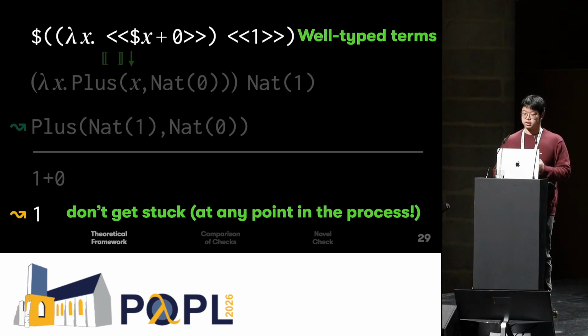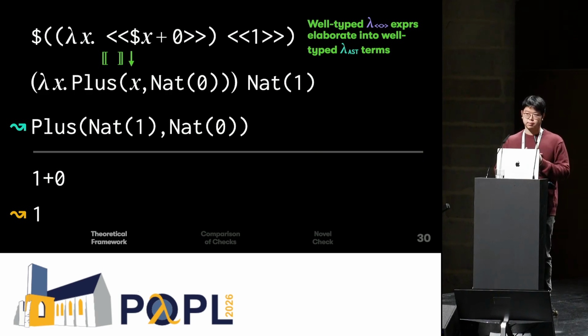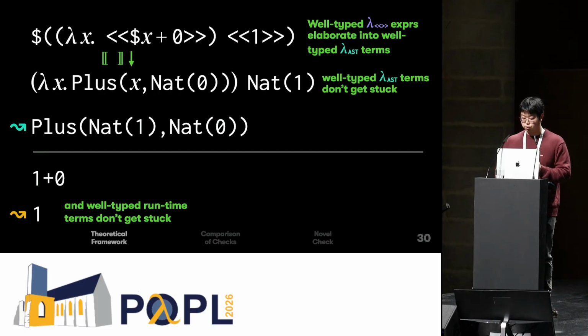So how do we prove this? Well, first of all, can we prove this? And second, if so, what can we rely on? Well, first of all, we have that well-typed terms don't get stuck at elaboration. So well-typed lambda code expressions elaborate into well-typed lambda AST terms. This is something that we prove in the paper. We have that well-typed lambda AST terms don't get stuck. This is kind of easy to prove. And we have that our runtime language, which is just a lambda calculus with arithmetic, doesn't get stuck, which is fine. But that's all we need.